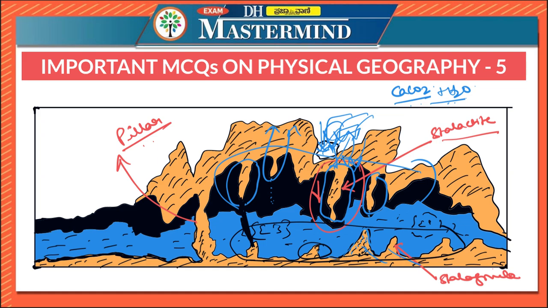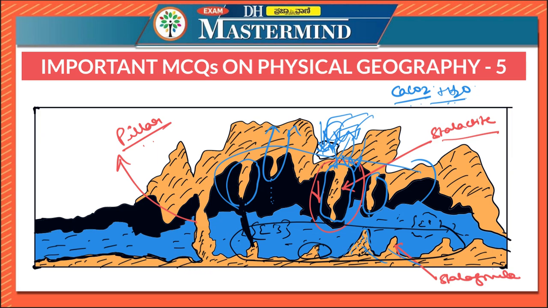So this is stalactite. Please remember, stalactites are downward growing slender pinnacles, and the upward growing pinnacles are stalagmites. When stalactites and stalagmites connect, they form a pillar. Very, very important.